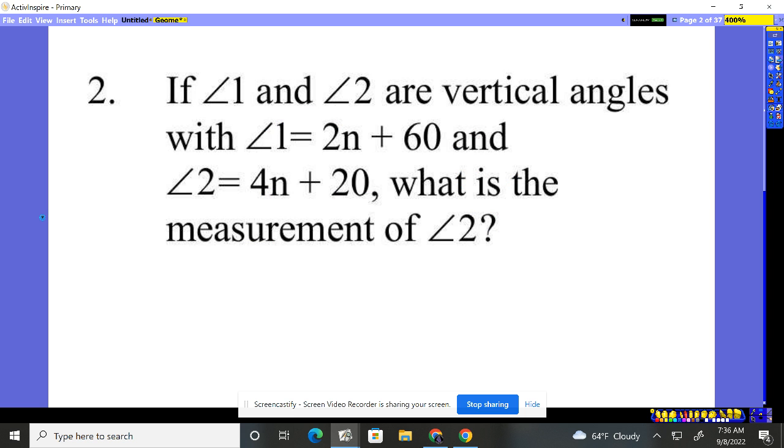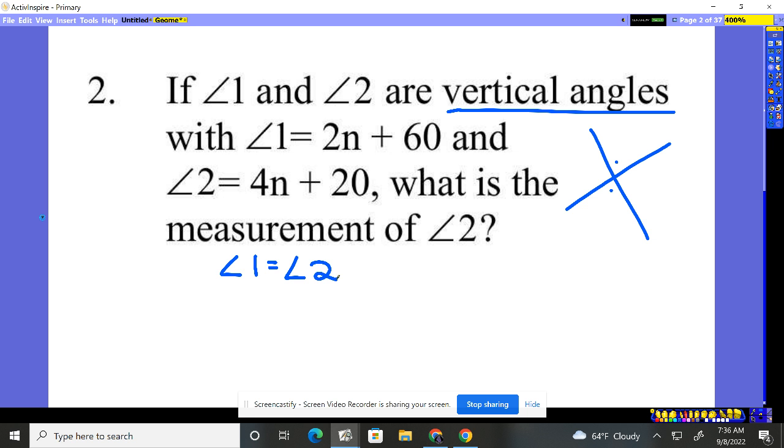Let's look at problem 2. If angle 1 and angle 2 are vertical angles, we must know vertical angles. Vertical angles are angles that are on the opposite side of the intersection. It's like two lines coming in, they hit, and then the other sides go back out. They're always going to be equal. So as soon as I see this, I know angle 1 is equal to angle 2.